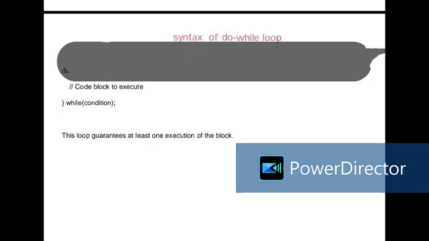If false, it exits. This structure is very useful when you need to ensure the loop body executes at least once. A common example is a menu-driven program where we want to display the menu first and then repeat based on user input. Remember, unlike the while loop, which might skip the block if the condition fails initially, the do while loop guarantees at least one execution, making it ideal for scenarios where initial execution is necessary.